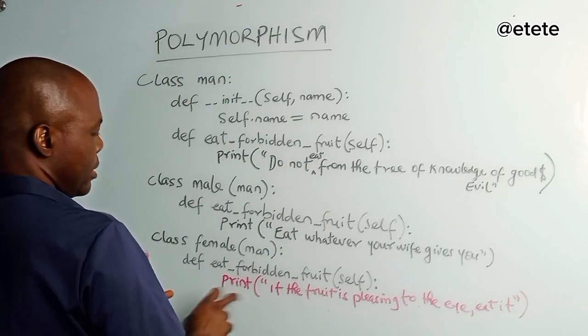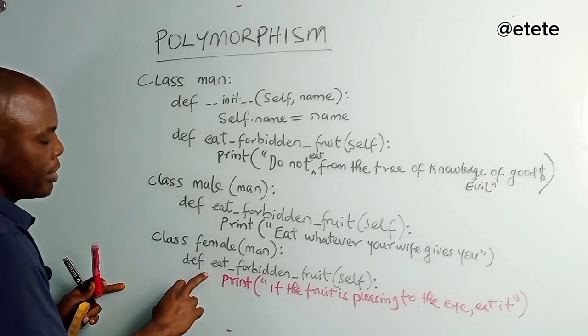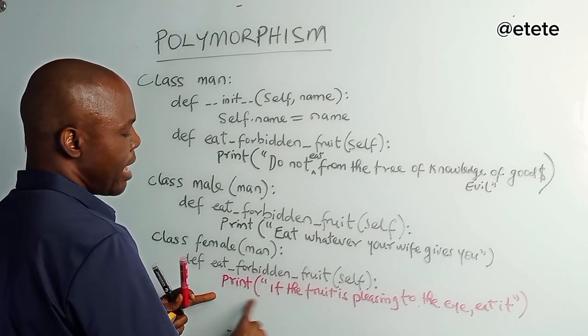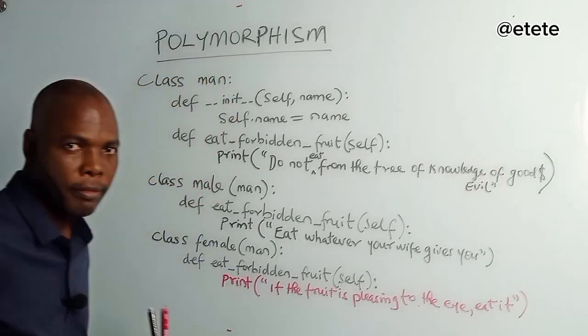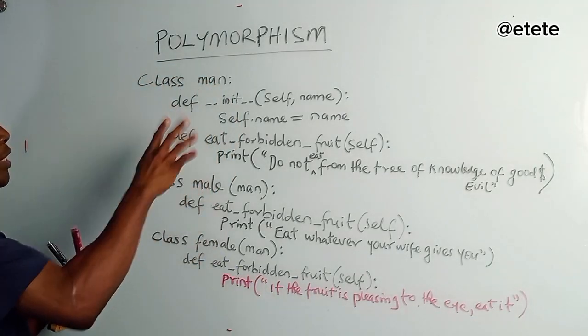Now, this is what is inside this one. Define eat forbidden fruit. Now, inside it, if the fruit is pleasing to the eye, eat it. That is what is inside here. Now, we've created our class.